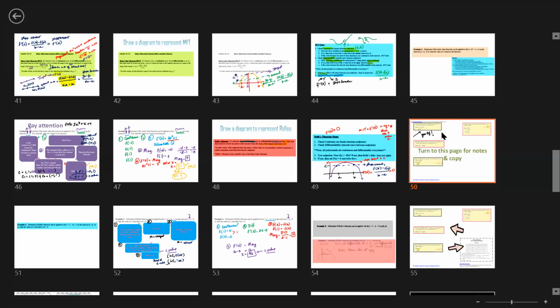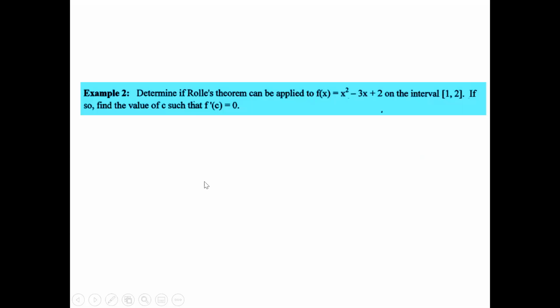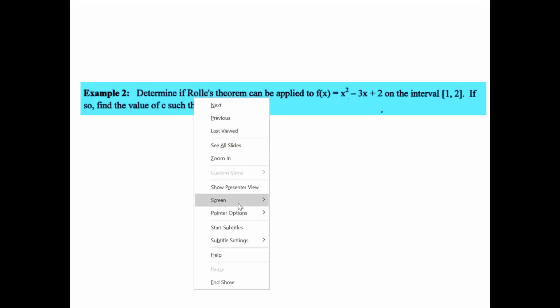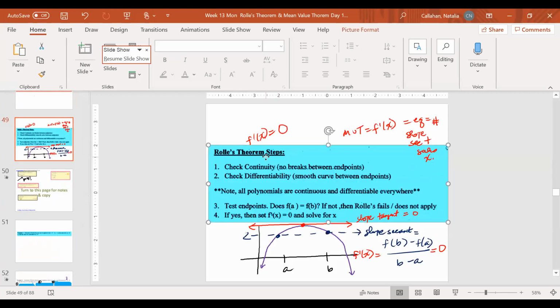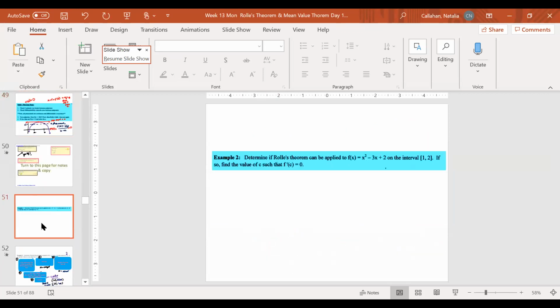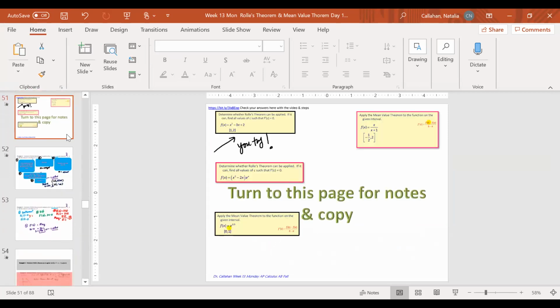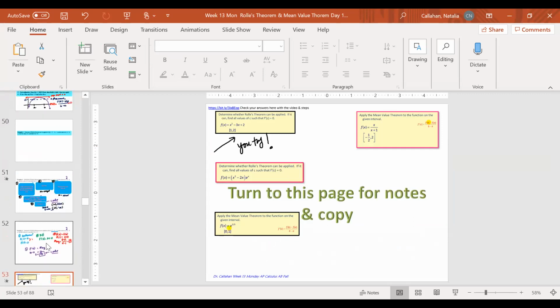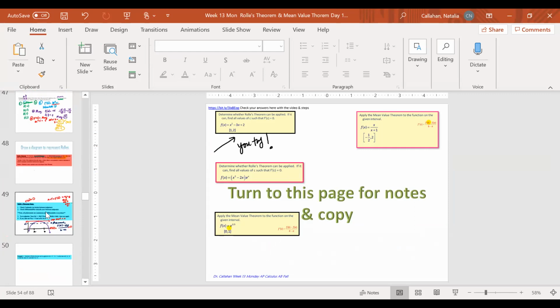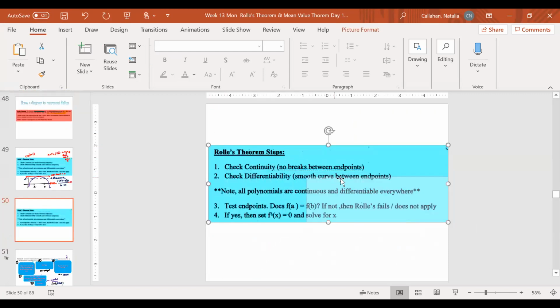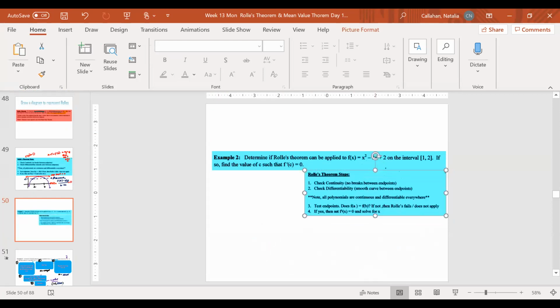Okay, so with that said, let's go ahead and go over an example. So here we go. Here's example 2. Same example. Just go ahead and put the steps right here so it's a little bit easier for us to go over.